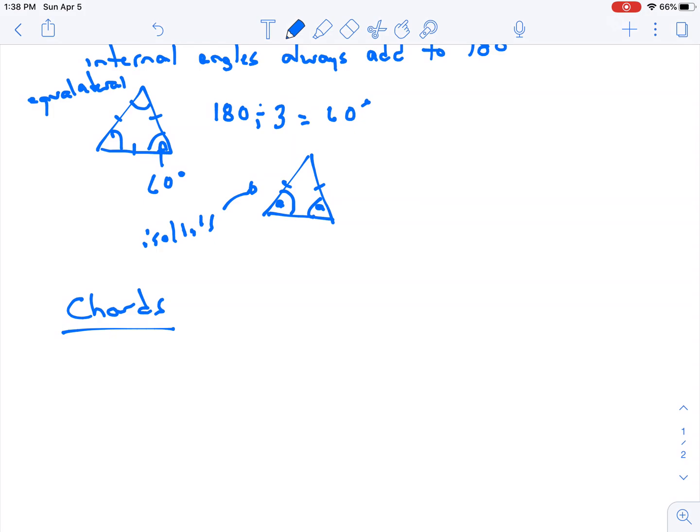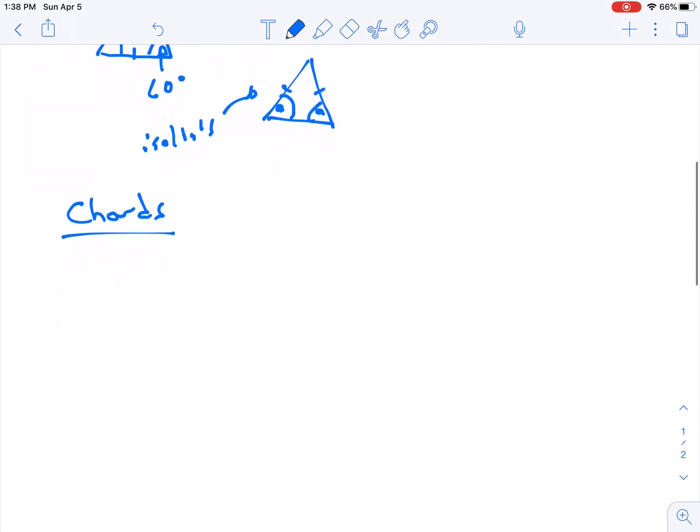All a chord is, if I'm looking at a circle, is a line running across a circle. So we refer to that as a chord. A tangent touches a circle at one point. A chord runs through the circle and touches it on either side. So we could say this is chord AB. We still need to know the center of the circle, which we usually refer to as O.